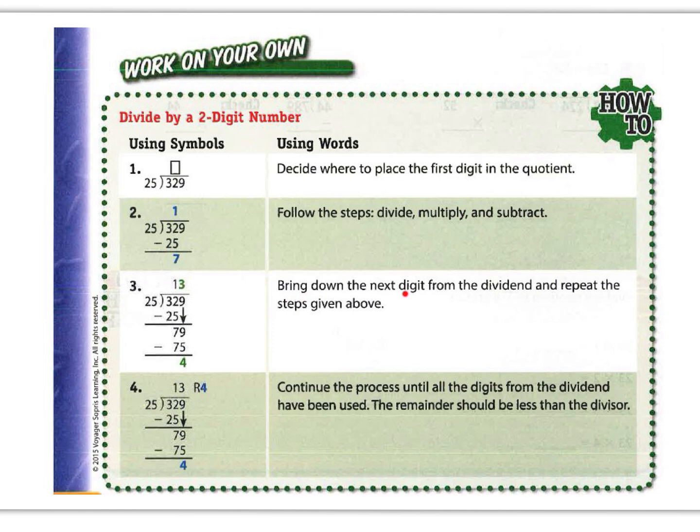Then it says bring down the next digit from the dividend and repeat the steps above. So then we bring down that 9. So then we have 79. Then you do 79 divided by 25 is 3. So you divide, multiply, subtract. Then 3 times 25 is 75. Subtract is 4. Then you continue the process until all the digits from the dividend have been used. The remainder should be less than the divisor. So that means that, oh, look here, 25 does not go into 4, so our remainder is 4.